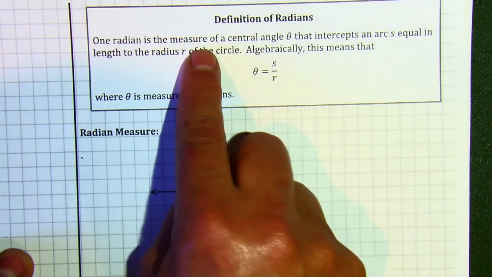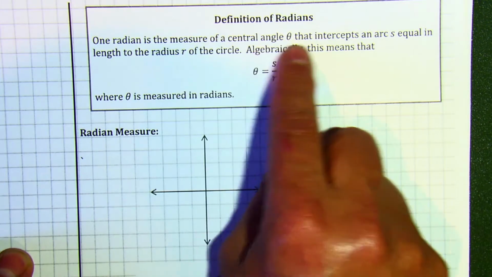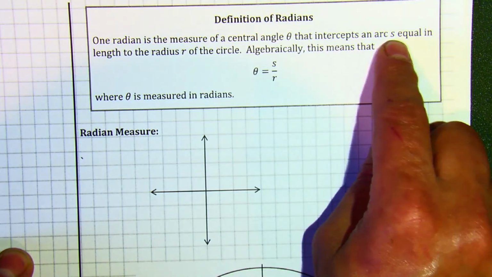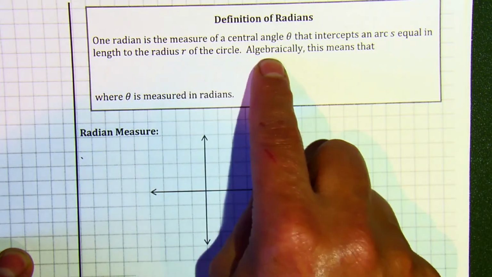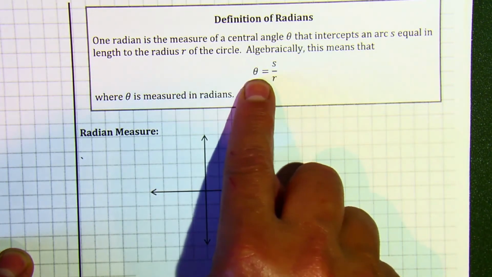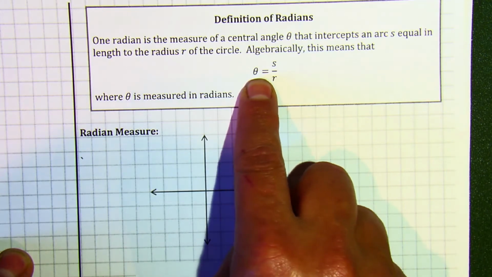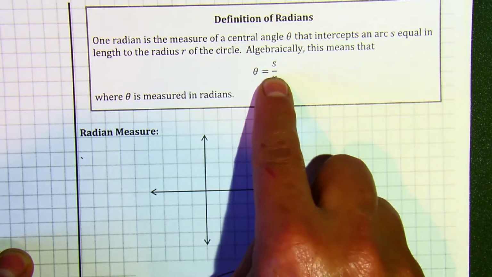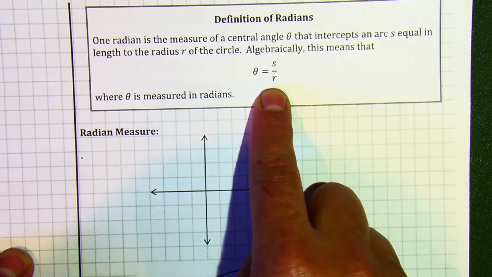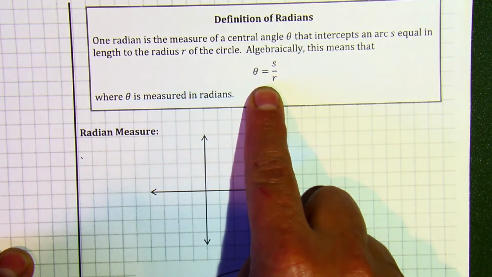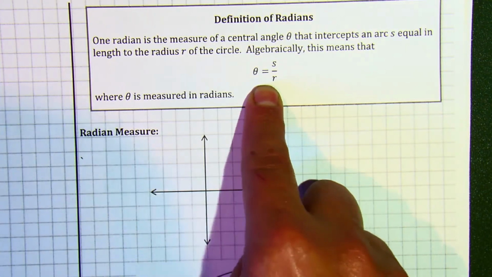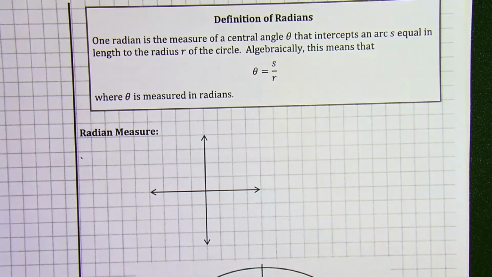So 1 radian is the measure of a central angle theta that intercepts an arc S equal in length to the radius r of the circle. Algebraically, this means that theta is going to be equal to S divided by the radius. And we're going to come back to this formula once we do a few applications in later sections, where theta is measured in radians.